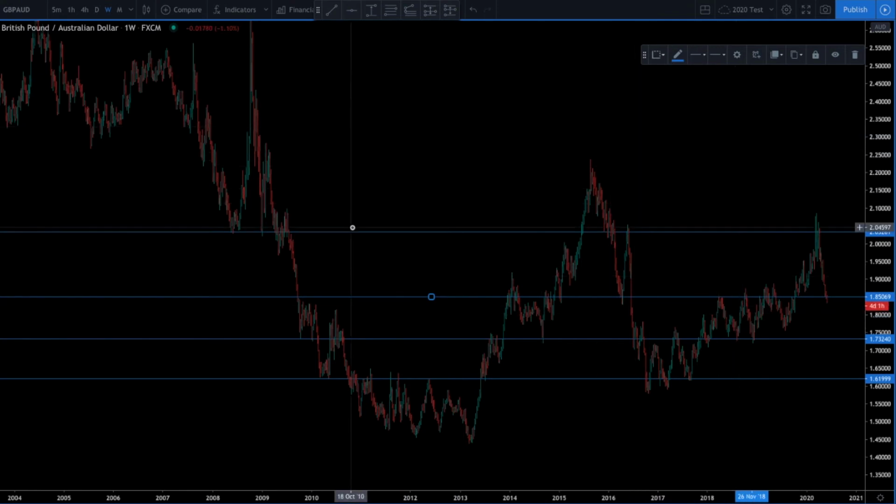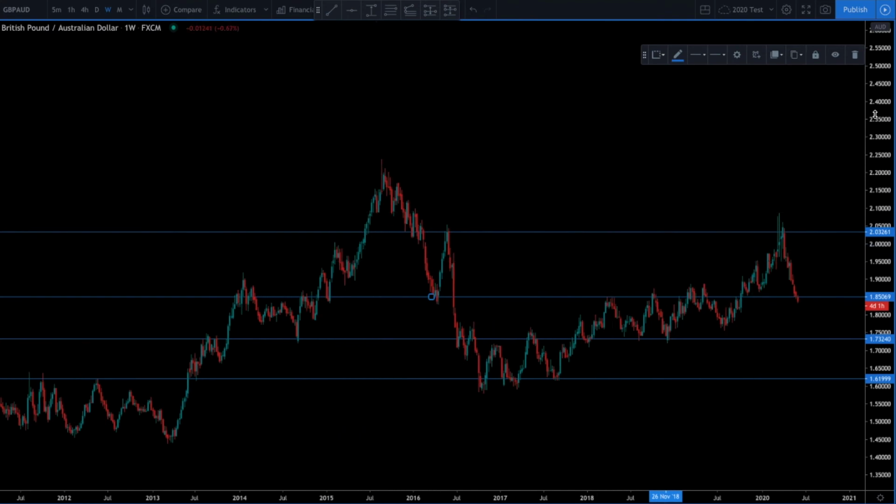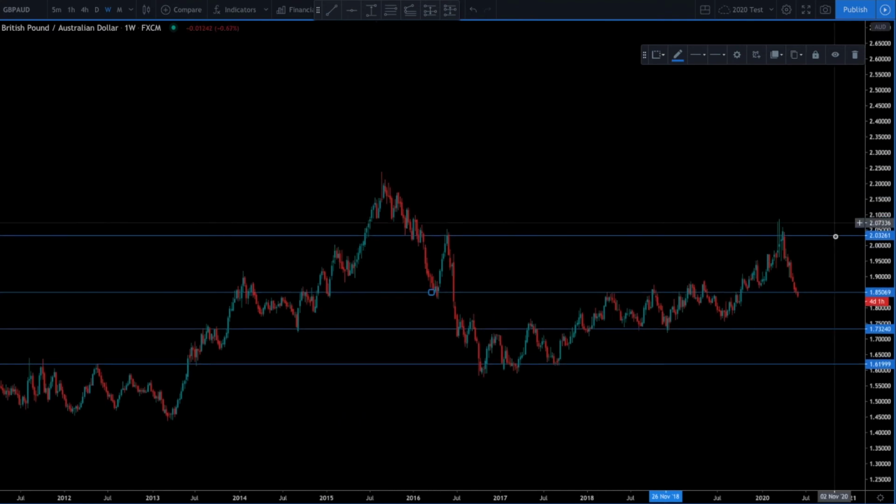Now that we're down to the daily time frame, this is really where you can fine tune them. And over here you can see price where those lines are at, 2.03, 1.85, 1.73. You can fine tune the lines to whole numbers.